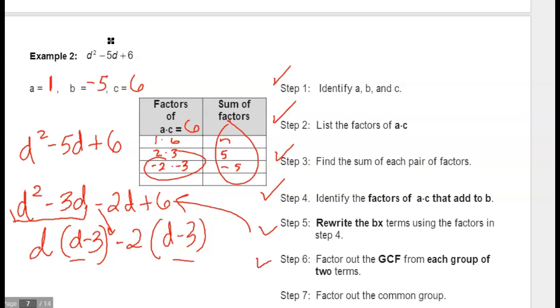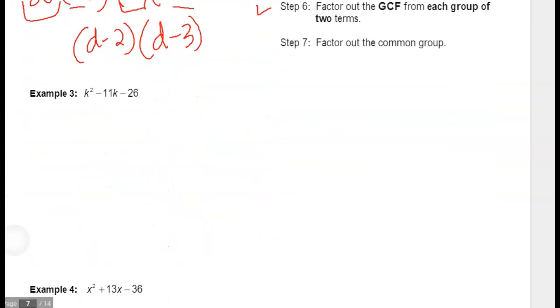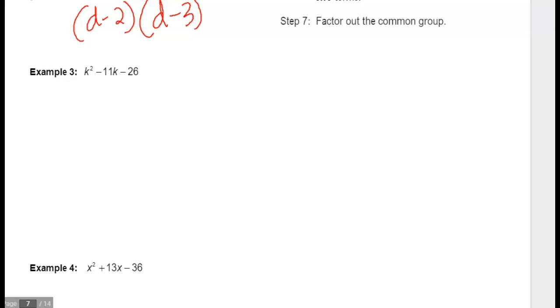And now we factor out the common group. So these can go together, and then my other parts go together. So I have an answer of d minus 2 and d minus 3. So we can go a little quicker now.